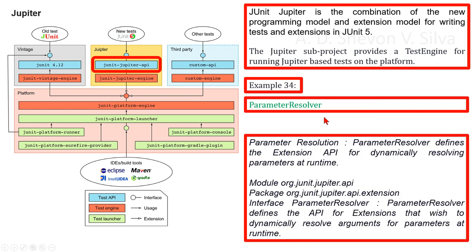Parameter resolution. Parameter resolver defines the extension API for dynamically resolving parameters at runtime. Interface ParameterResolver in package org.junit.jupiter.api.extension in module org.junit.jupiter.api. If a test class constructor, a test method, or a lifecycle method declares a parameter, the parameter must be resolved at runtime by a parameter resolver. Parameter resolvers can either be built-in or registered by the user. Generally speaking, parameters may be resolved by name, type, annotation, or any combination thereof. If you wish to implement a custom parameter resolver that resolves parameters based solely on the type of the parameter, you may find it convenient to extend the TypeBasedParameterResolver, which serves as a generic adapter for such use cases.